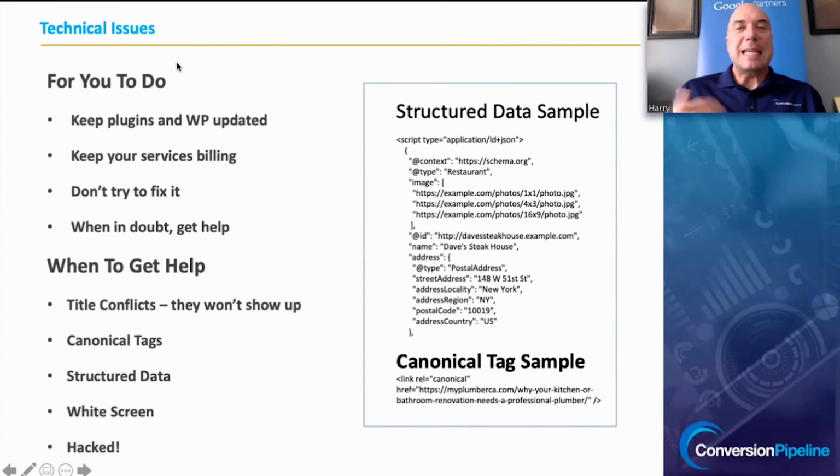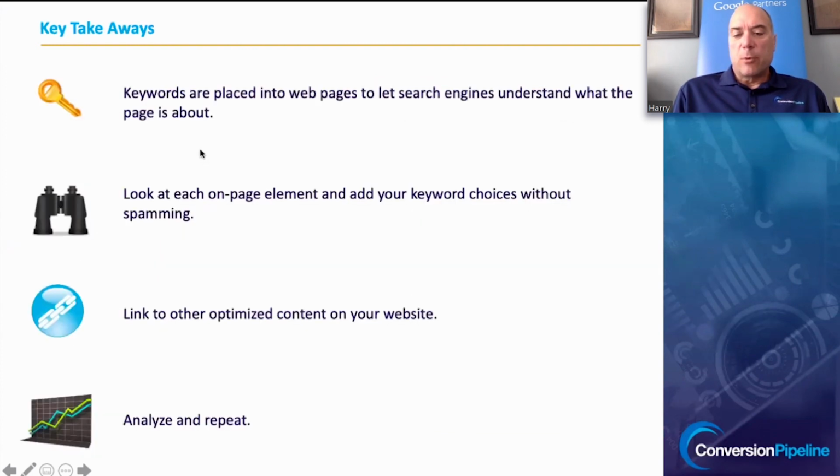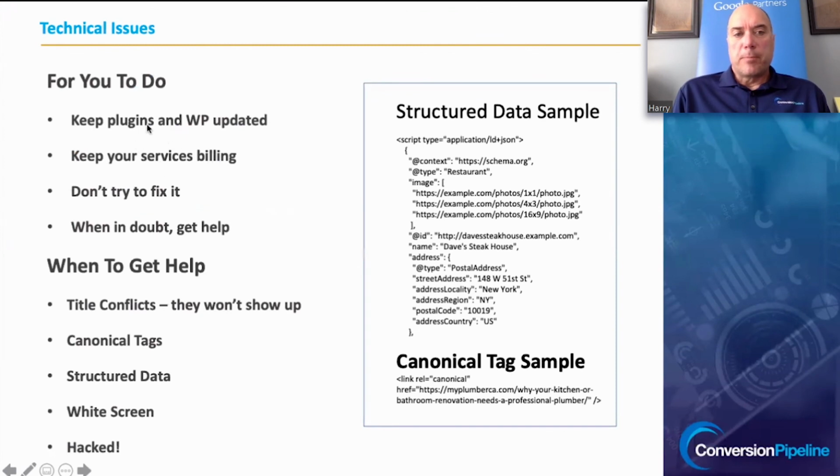The biggest, easiest thing to do that will prevent your site from getting messed up is to keep everything updated. So that means all of the plugins on your site and the WordPress version in particular, keeping them updated. The next item is keeping your services billing. And this is kind of a twofer. These two things go hand in hand. So don't go into the back end of your WordPress site and start clicking update without a little forethought, because that's how sites break.